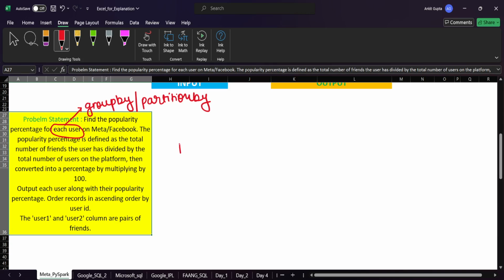Okay. So I can see two things involved. First is the total number of friends the user has. This is the first thing. Second thing is divided by the total number of users on the platform. Okay, so this is the global total.